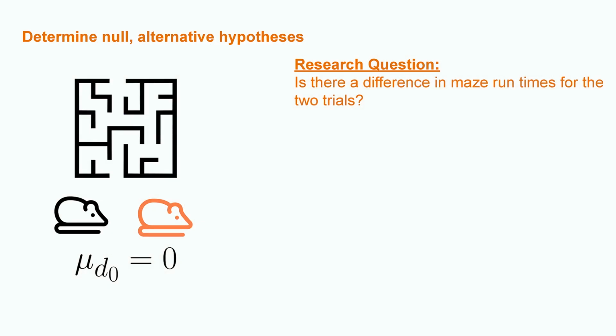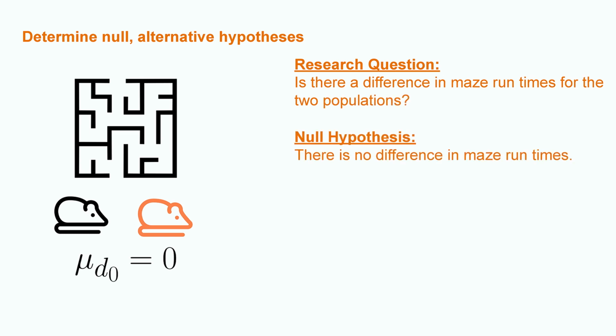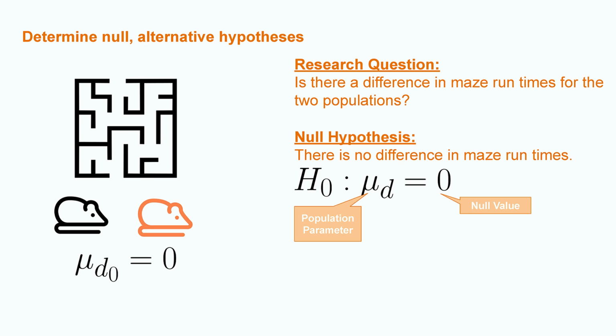Recall from our setup that we want to know whether or not there is any difference between two populations, which would give us a mu d naught of 0. Our general research question is whether or not there is a difference in maze times for the two populations. This would make our null hypothesis that there is no difference in maze run times. Mathematically, this would be written as H naught: mu d is equal to 0. Essentially, we are stating the null hypothesis that the population parameter for the difference between populations is 0.